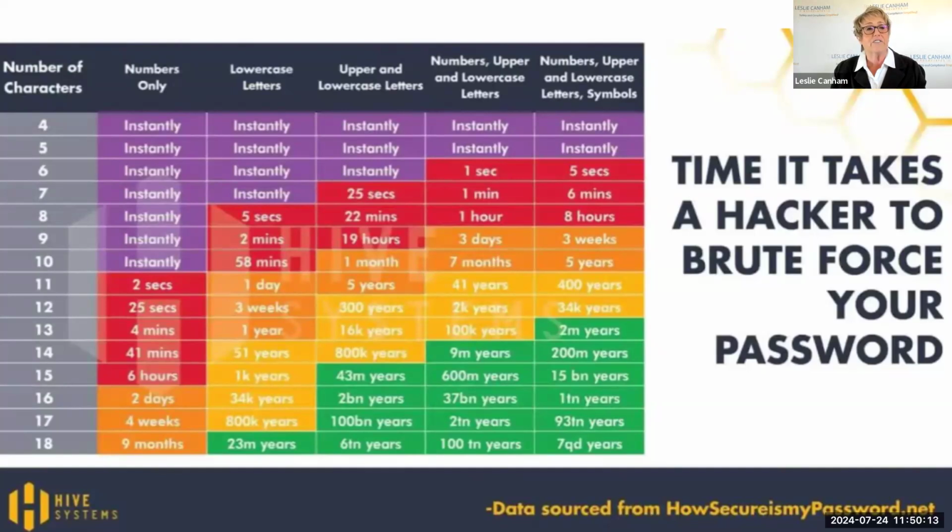When you get down to 13, you might have 3 weeks before a hacker can get into your password, up to a year. And then if you take a look at number 14, 14 characters, 51 years, 800,000 years, 9 million years, all the green and all the yellow, I vote for that. I don't want them to have my password.